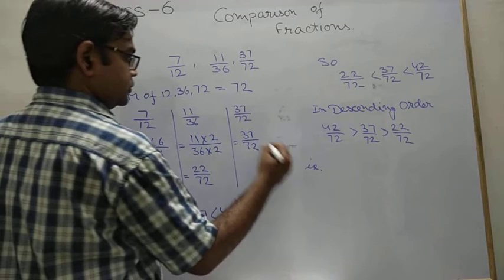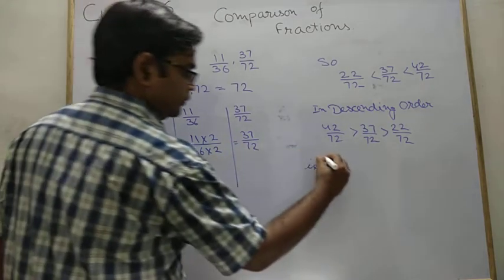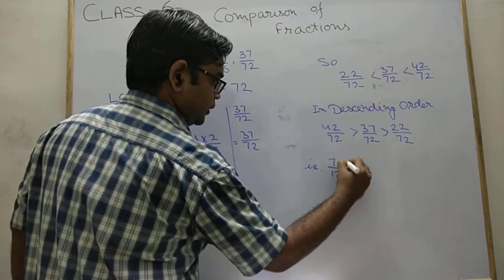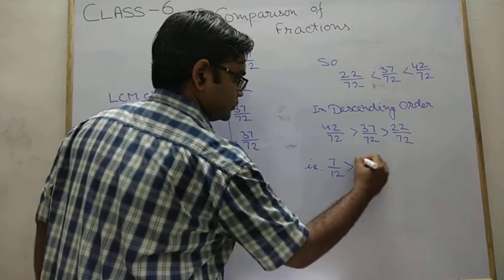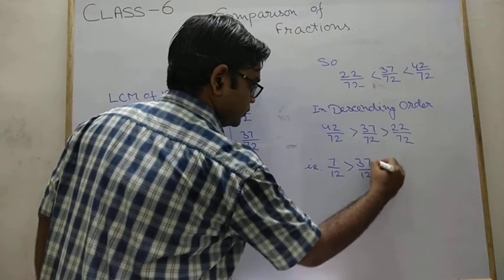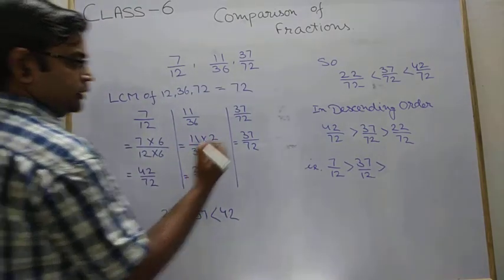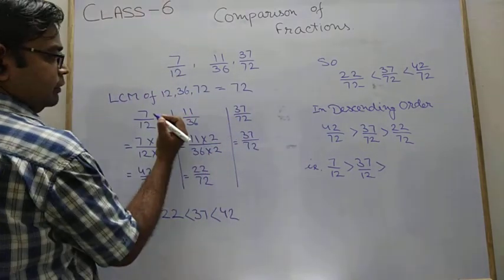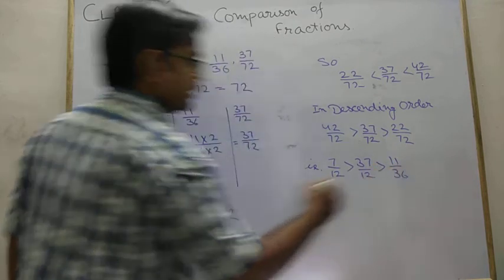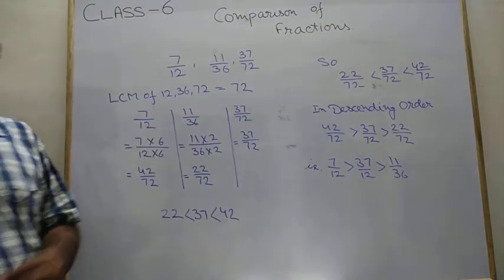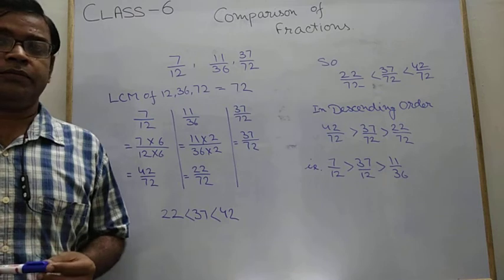Write down the values. 42 upon 72, that is 7 upon 12, is greater than this one, is greater than this one, which is 11 upon 36. So likewise, you can arrange in ascending or descending order.